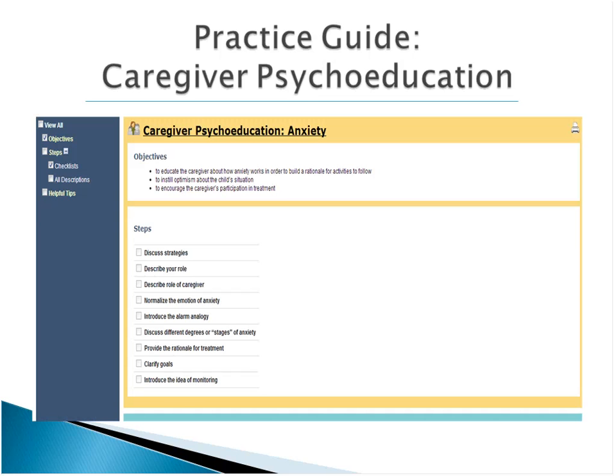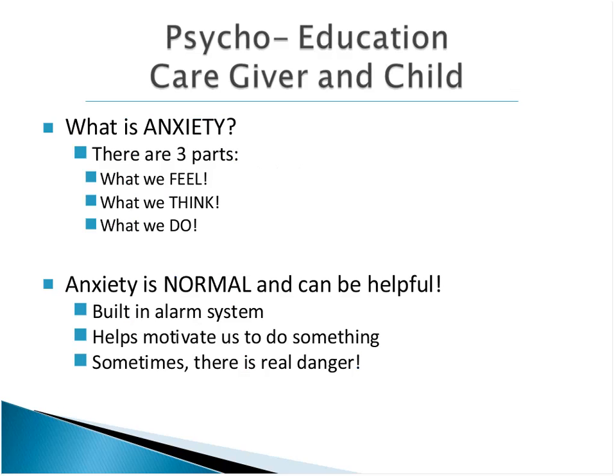So what we've done here is this is the practice guide for the caregiver psychoed. All we've done is put the steps on there for you, and really it is discuss strategies: describe your role as the caregiver, normalize the emotions of anxiety, introduce the alarm analogy, discuss different degrees or stages of anxiety, provide a rationale for treatment, clarify goals, and introduce the idea of monitoring. That's really great, but what does that look like in clinical practice?